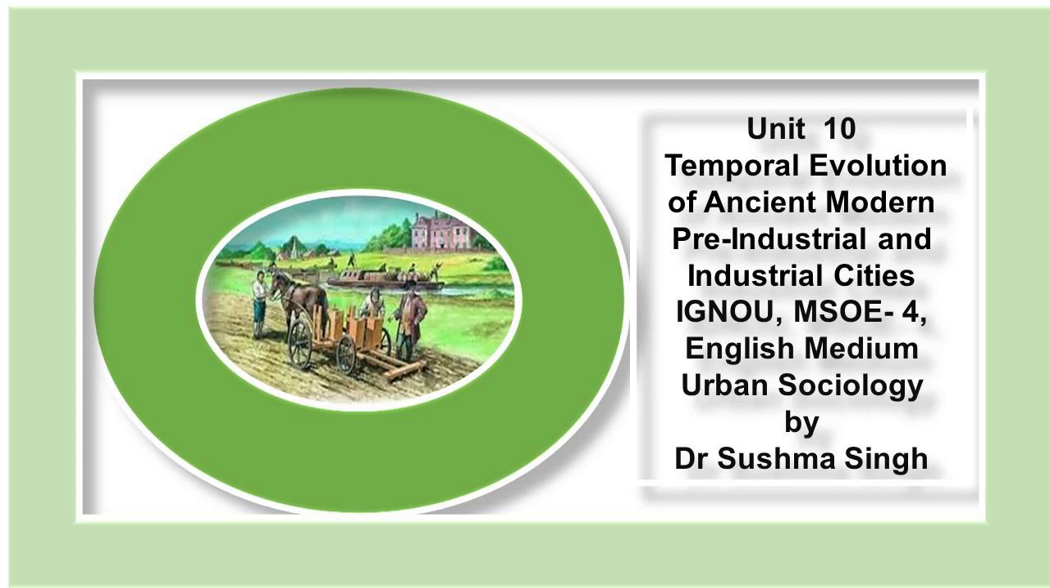Now we will discuss three aspects of the pre-industrial city. The first is ecological organization, second economic organization, and the third is social organizations. The first is ecological organization.